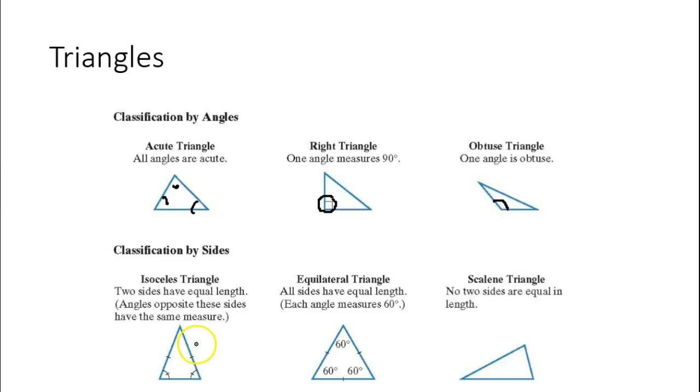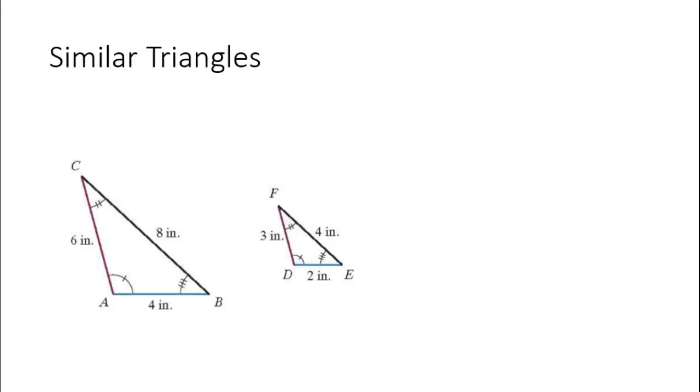I could also classify a triangle by its sides. An isosceles triangle has two sides that are equal and one that is a different length. An equilateral triangle, all of the sides are equal in length. With a scalene triangle, all of the sides have different lengths, and you notice the tick marks. That just means they're different lengths, and if they have the same number of tick marks, they would have the same length.